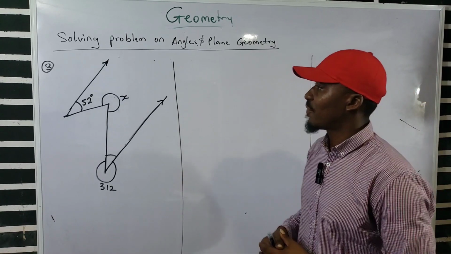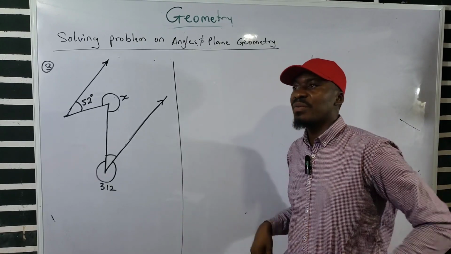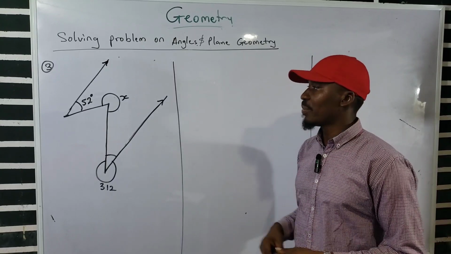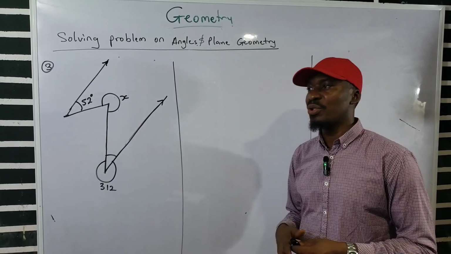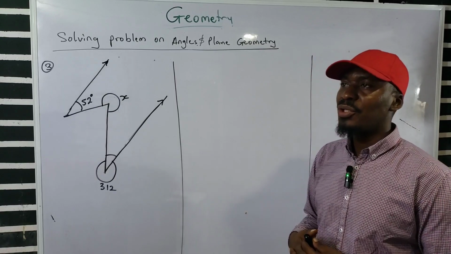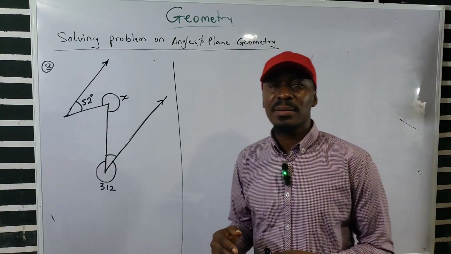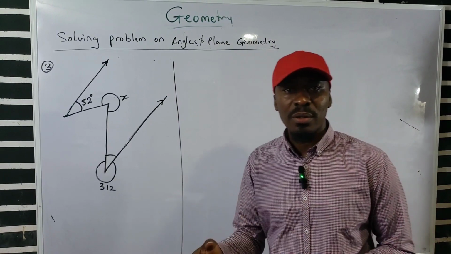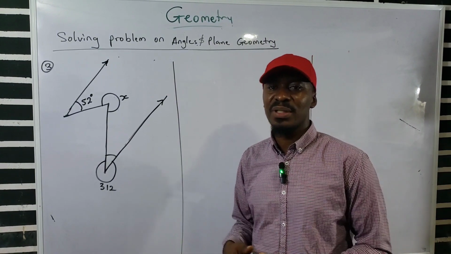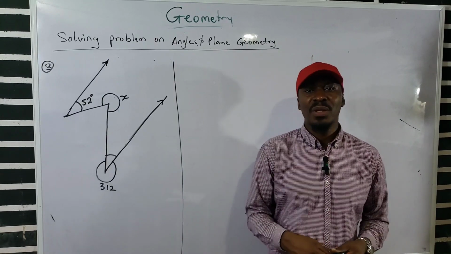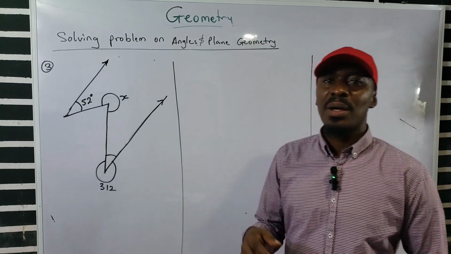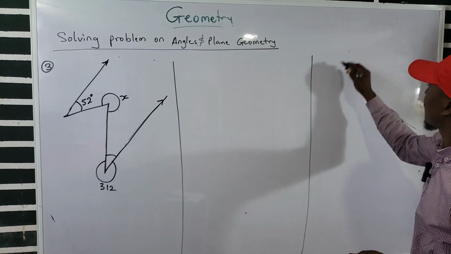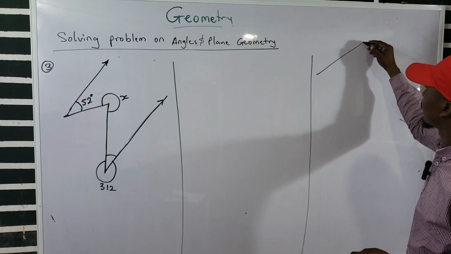So this question we have for number 3. Now, before we solve this number 3, I need to say something about geometry. Whenever you are solving problems on geometry, especially angles, you can extend a line or produce a line to solve your problem. Now, what do we mean by extending a line? If we have, let's say, something like this.